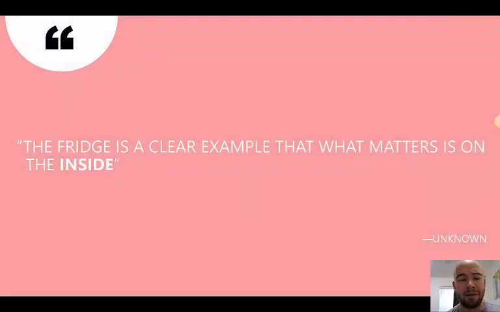A quote for today from an unknown source: "The fridge is a clear example that what matters is on the inside." If I can turn that into maybe a deeper quote than what it is on the surface, go to its inside perhaps. Obviously, teenage years are pretty big time for things like body image and all that sort of stuff to become concerns in people's lives, and just a reminder to always be looking to what people have on the inside and what their values are and what they stand for, as opposed to just what people look like.